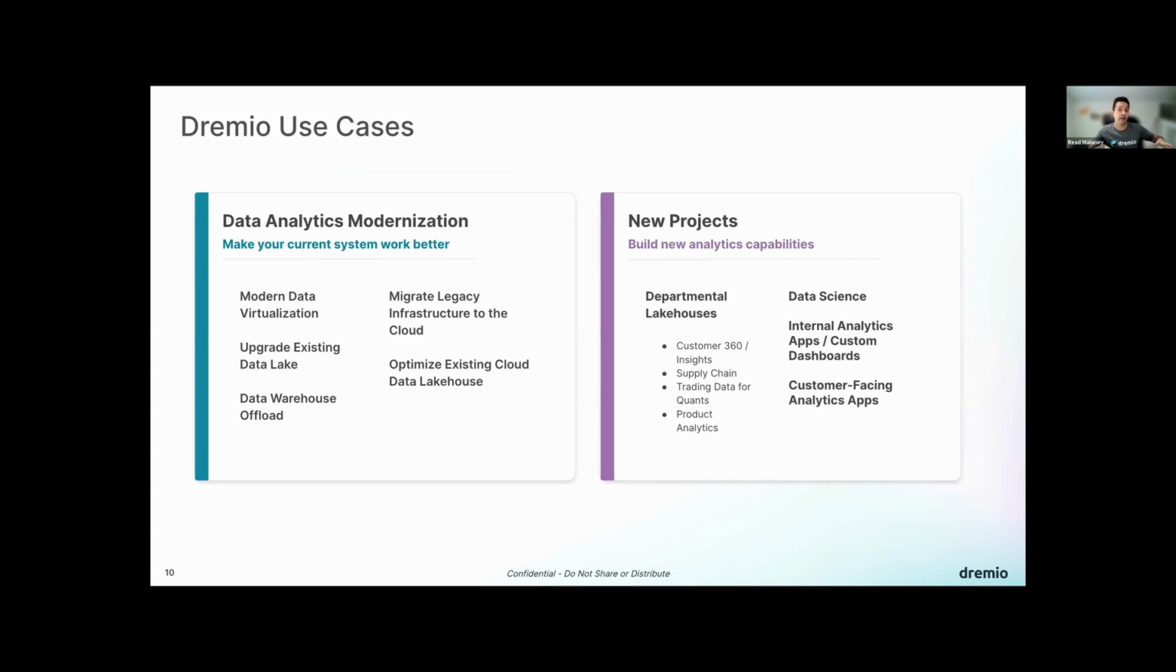And then the other bucket is new projects. It's like, hey, I want to launch this new application. I need this new functionality. I need a new data mart for customer 360, or I need my quants to be able to get better access to trading data. All of those things happen, and we'll talk through customer examples for each of these. Now, there are even more potential use cases. The ones on the screen are what our customers actually use us for and start with us for. So let's jump in.